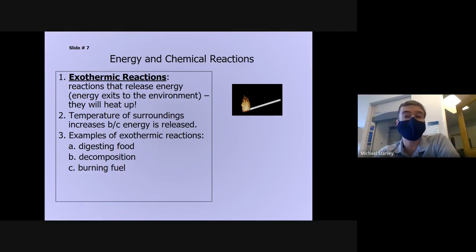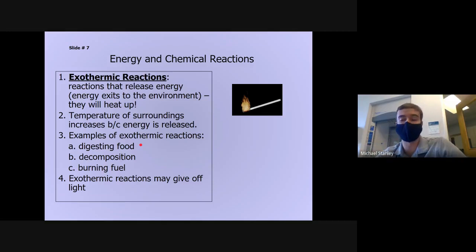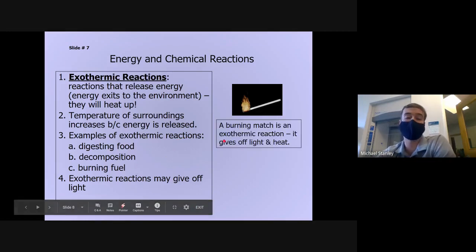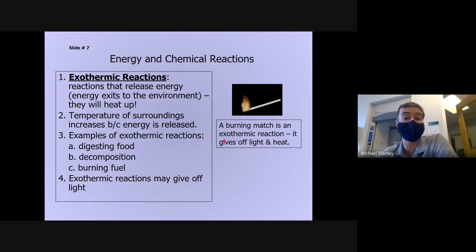Obviously, burning fuel, whether that's wood or propane or gasoline, are very exothermic reactions, right? They're giving off a lot of heat and sometimes light as well. Not all exothermic reactions give off light. Obviously, down in your stomach, when you're breaking down food, there's not a light show going on in your intestines. But things like burning and combustion do create light. They create flames that we can see as light being produced as part of this chemical reaction.